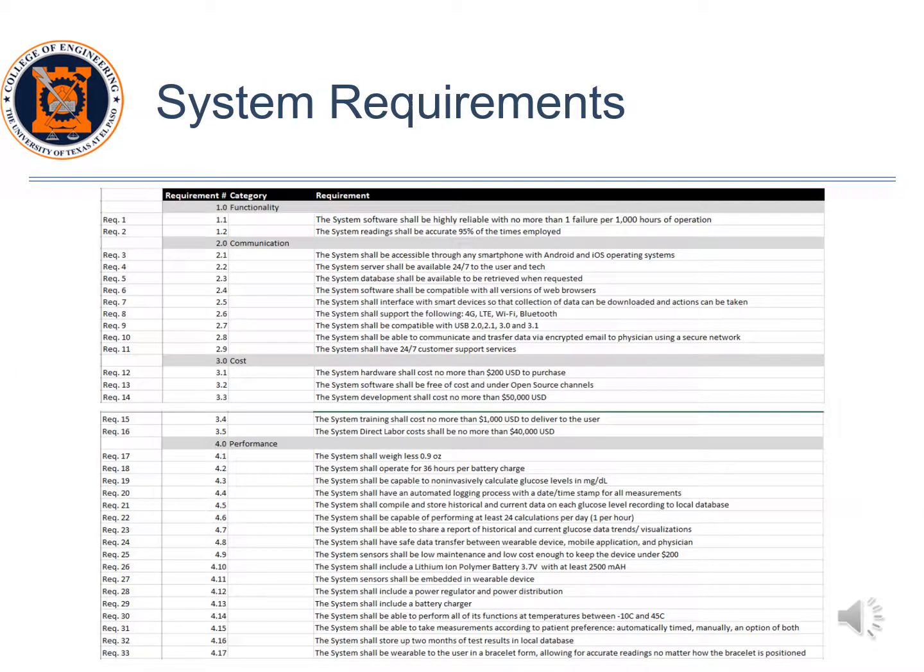The system requirements were broken down into subcategories: functionality, communication, cost, performance, safety, testing, compliance, maintainability, reporting, security, documentation, traceability, and electronics. The requirements were essentially based on what is needed to build the system, what the user needs, and what the system needs to comply with FDA and HIPAA requirements.